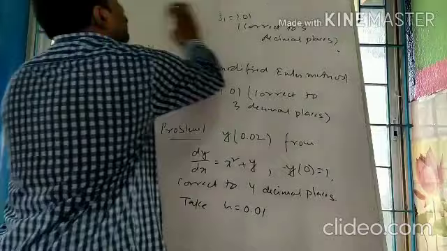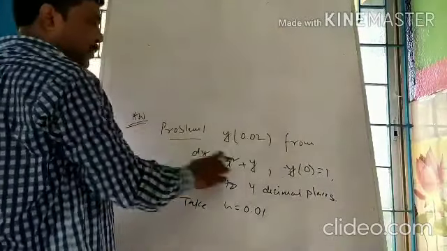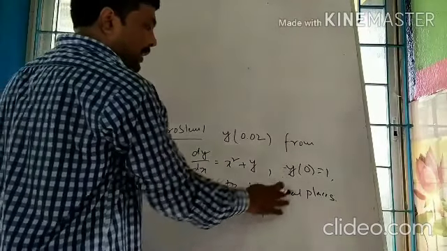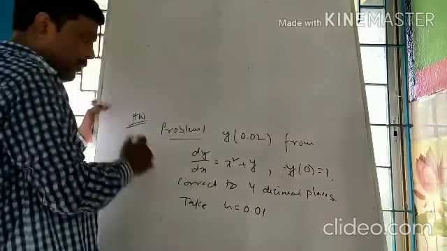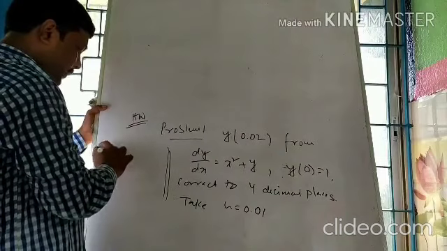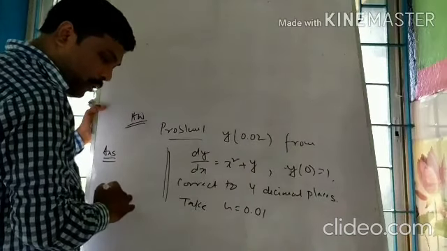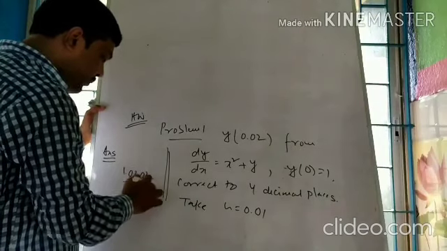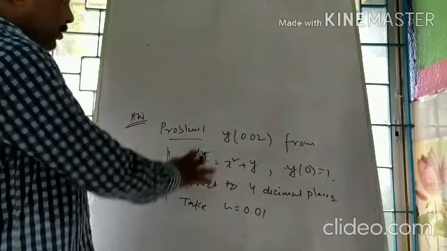So we have to solve the differential equation dy dx equals to x square plus y at the point 0.02, taking h equals to 0.01, x0 is 0. So you can see here that n is 2. So our target is to calculate y2 using modified Euler method. Just write the answer, corrected to 4 decimal places. Answer is 1.0202. Okay. So this is problem 1.